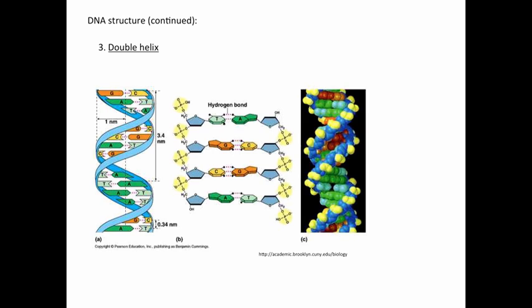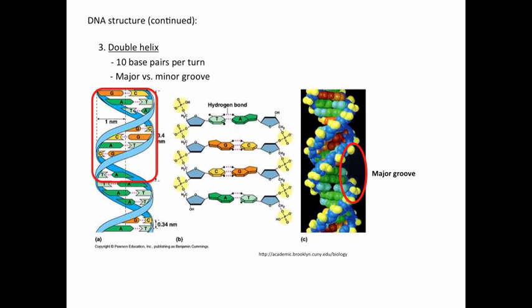Finally, the 2 strands of DNA wrap around each other to form a double helix structure, much like a twisted ladder. This structure has about 10 base pairs per 360-degree turn. If you look carefully at the double helix, you'll see some asymmetry, resulting in a large groove or cleft wrapping around one side of the helix, and a smaller groove wrapping around the opposite side. The large groove is called the major groove, and the smaller is the minor groove, and both are important for the binding of specific proteins to the DNA that we'll talk about later in the semester.